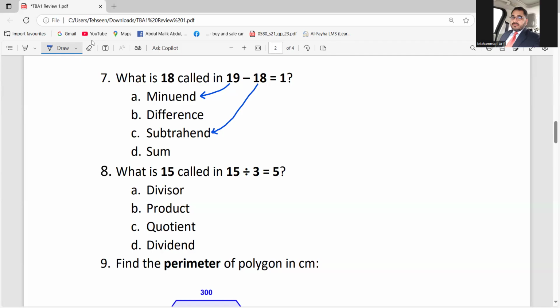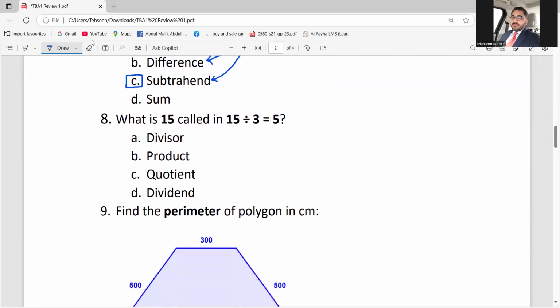And the difference is the last one. In this minus, the answer will be the difference. This one after the equal sign is called difference. Here in the question, he is asking about 18. What is 18 called? Now we will check 18. 18 is this one. Okay. 18 is subtrahend. Then here the answer is C, subtrahend.